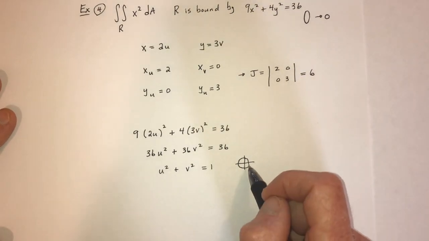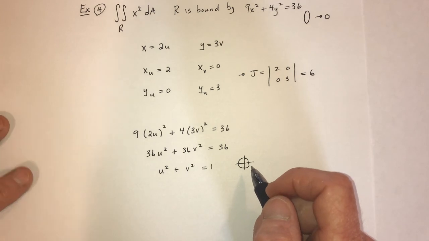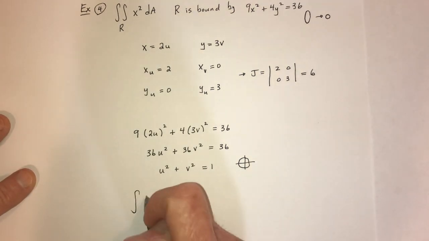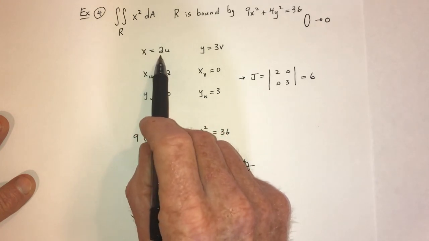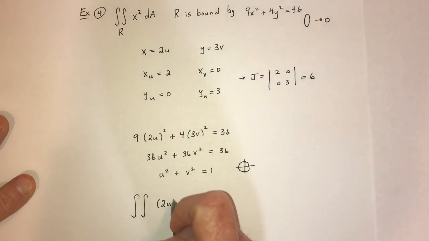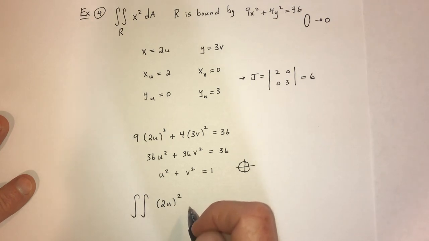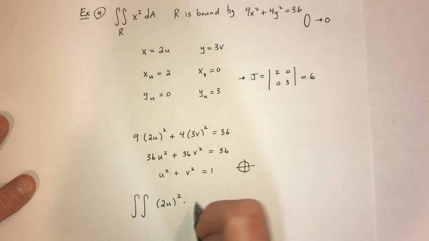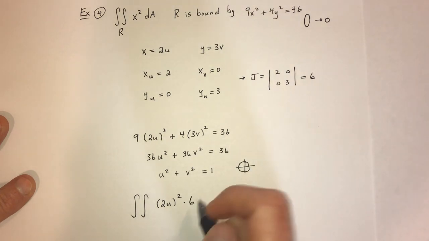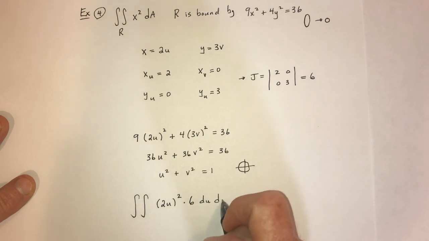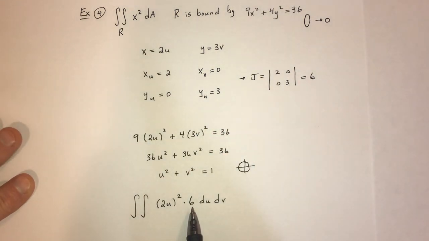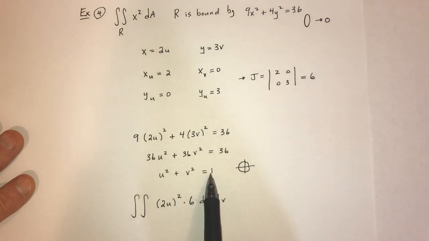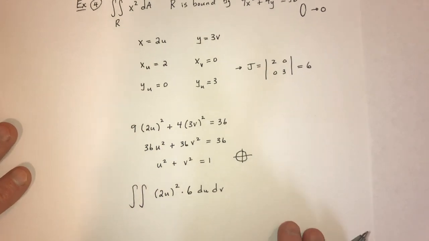So that means that once you've got a circle, we can change it to polar, and it would be much easier with polar. Well, let's see. First of all, it's going to be the integral, and then x has to be squared, which means 2u needs to be squared. And then it's times the Jacobian, so times 6, and then du dv. So that's just the basic substituting these in and the Jacobian. And then with the limits, I could solve for v and it would be the square root of 1 minus u squared and start putting that as the limits. But it would be easier to change this to polar.